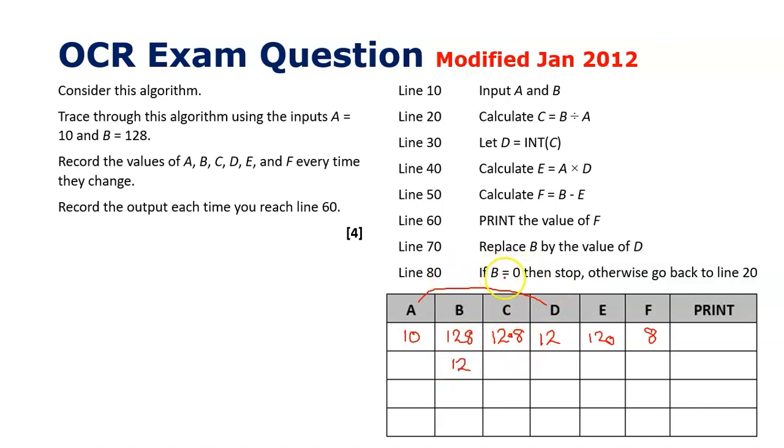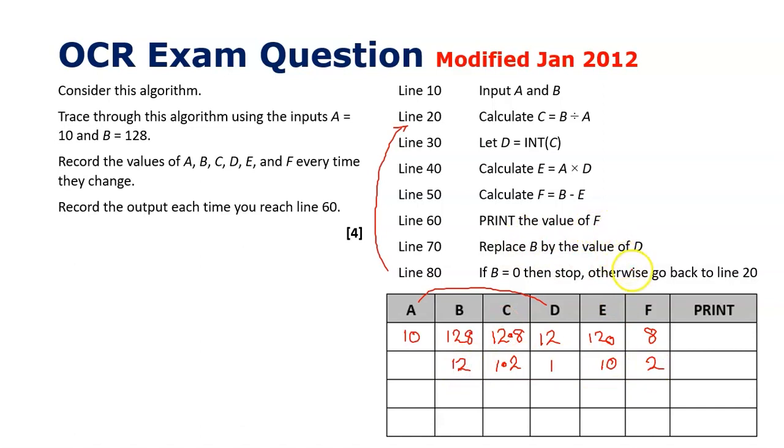And now I'm on line 80, if B equals 0. Now B is not equal to 0, it's 12. So otherwise go back to line 20. So if I haven't got this 0, I have to go all the way back up here. Now what's it say? It says calculate C equal to B divided by A. So B 12 divided by A 10, that's 1.2. Find the integer, that's 1. E equals A times D. So that's the 10 times the 1, that's 10. F equals B minus E. 12 take away 10 is 2.